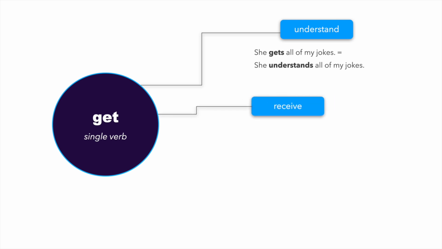Get can also mean to receive. For example, I got an amazing gift from my sister, which means I received an amazing gift from my sister.